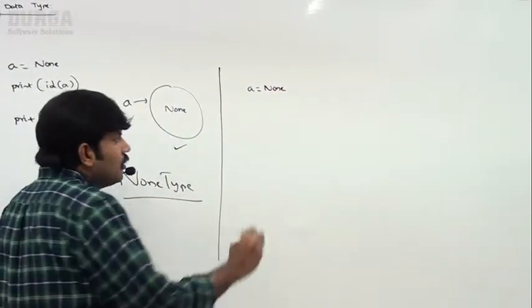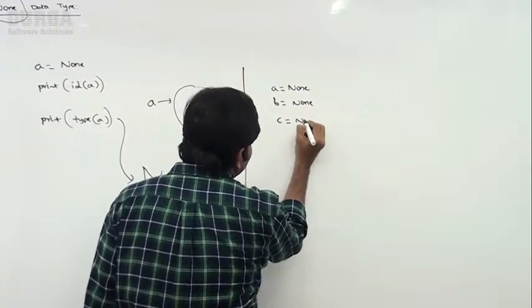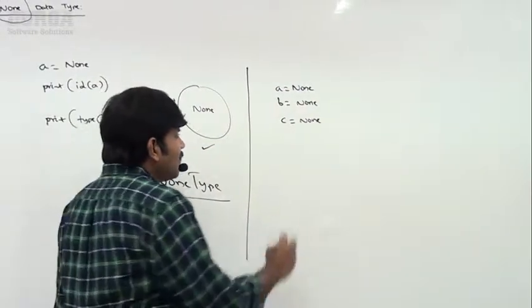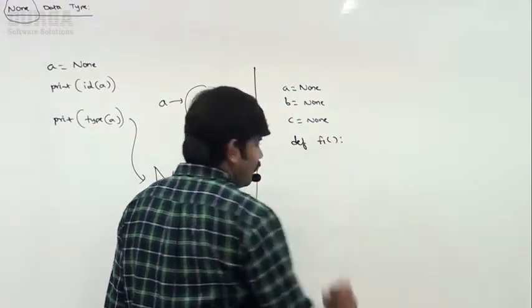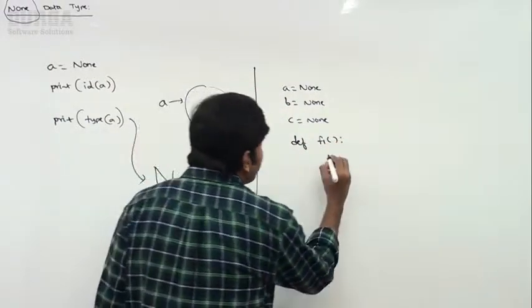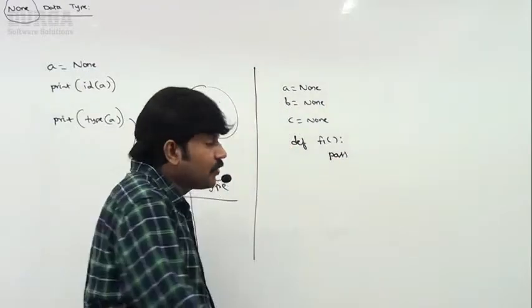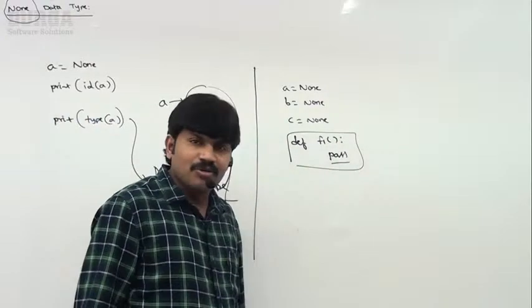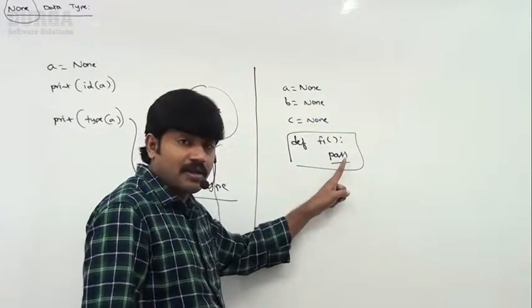a is equal to None, b is equal to None, c is equal to None. a, b, c is equal to None. Next, I am taking d, e, f, and f1. This f1 does not have any body, an empty body. How can you represent an empty body? By using the pass statement. What is the meaning of pass? Don't worry, we will concentrate on it in the next sessions. I will explain very clearly.